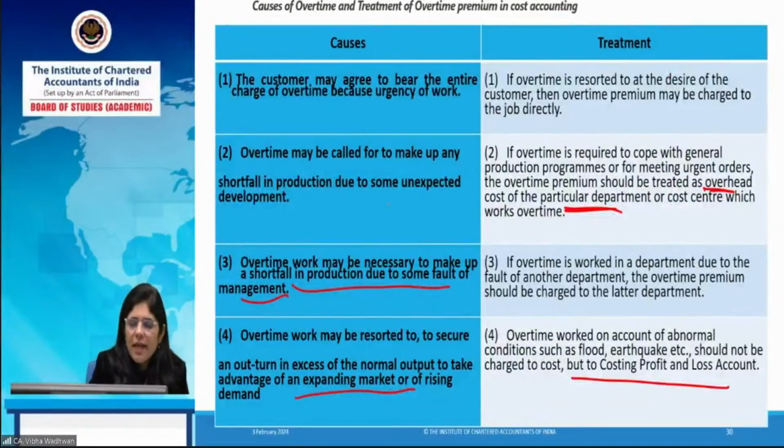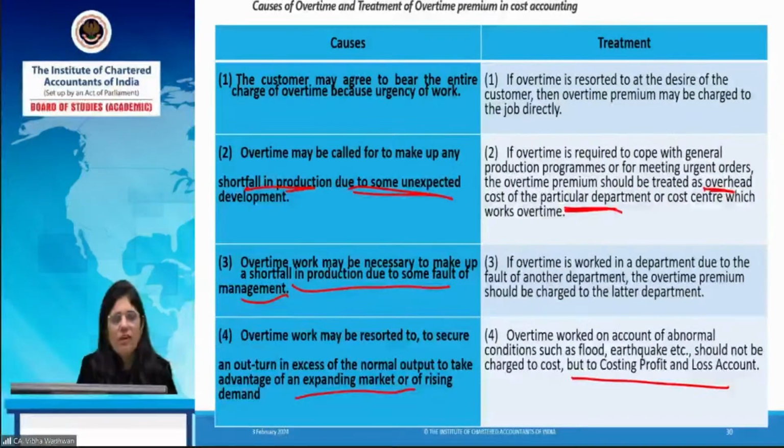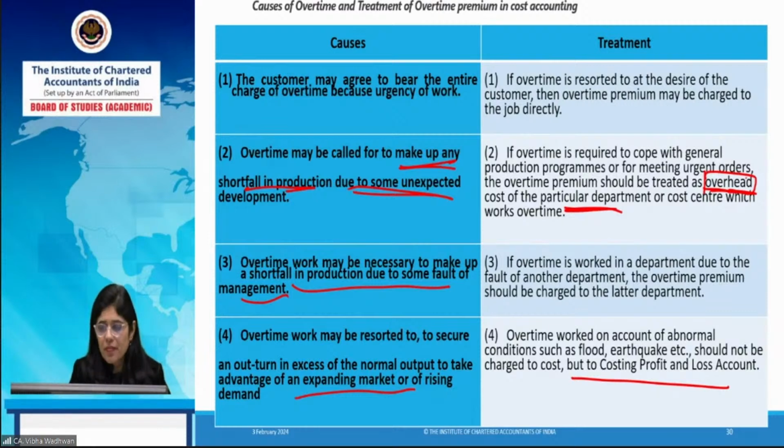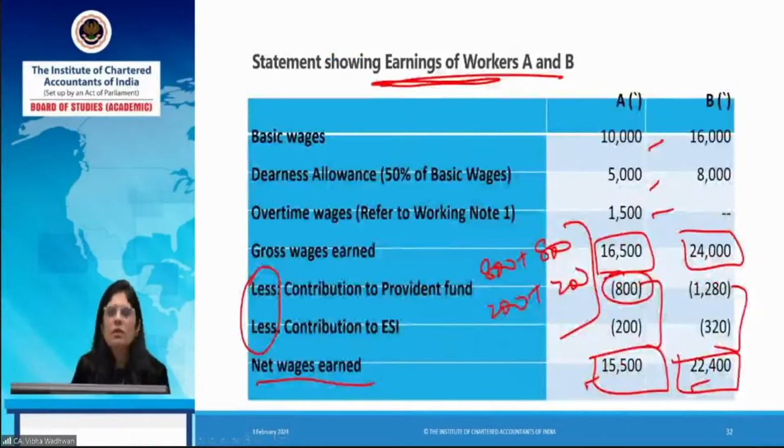When overtime is due to shortfall in the production due to some unexpected development, and you have to make up for that, then overtime should be charged as overhead of that particular department. Clear? It should not be part of the direct cost. It should be part of that. Now, again, it's indirect. It's not abnormal. It's indirect cost. It will not be a direct cost. That's the only difference. Clear?